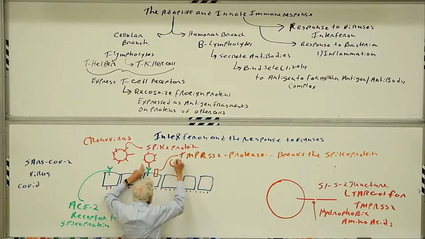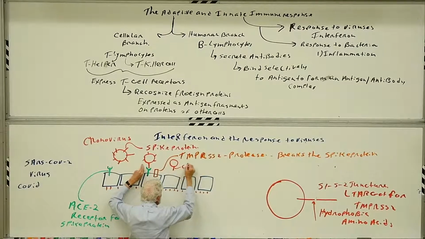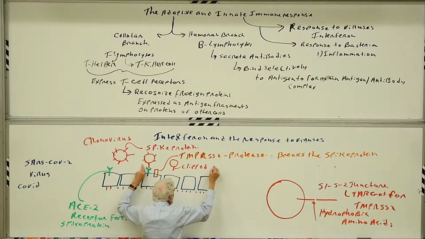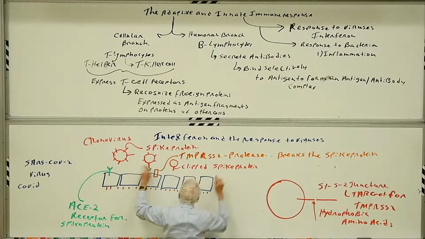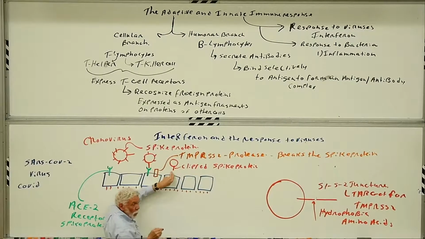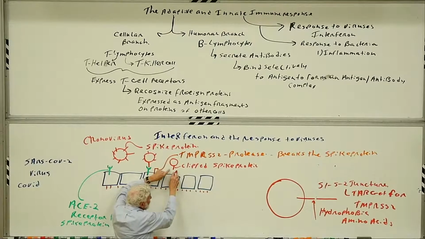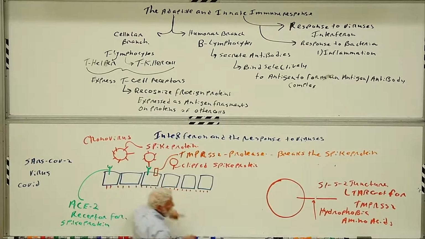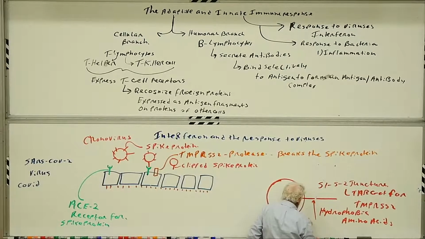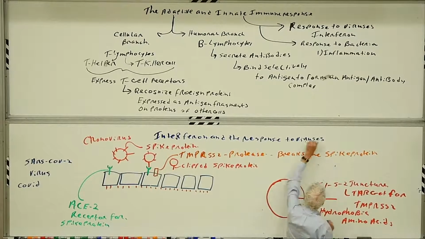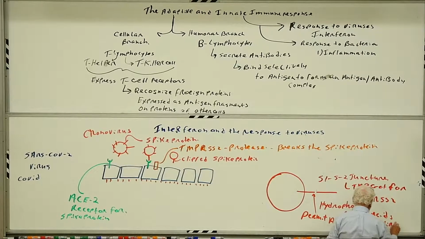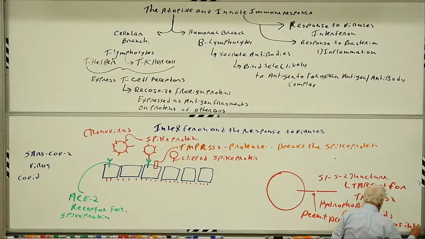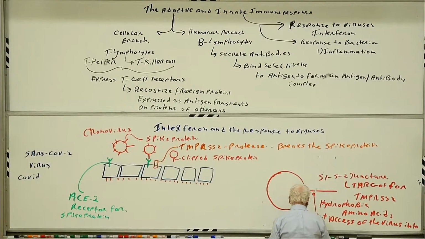So now this virus, which has had its spike protein clipped, with the spike protein exposed, with those hydrophobic amino acids exposed, this now gives it an avenue into the cells. The hydrophobic amino acids permit access of the virus into the epithelial cell.